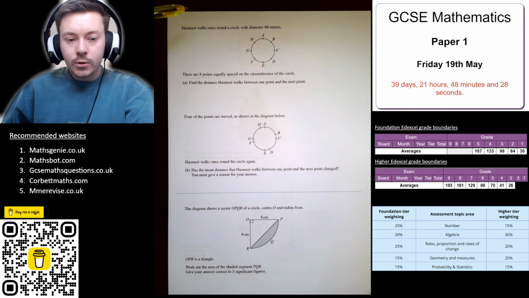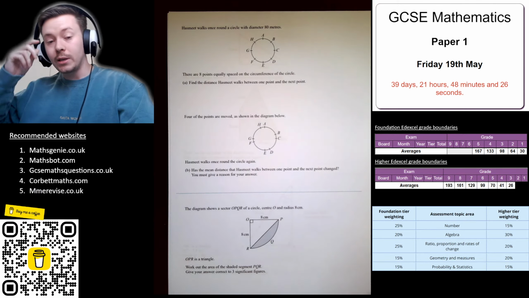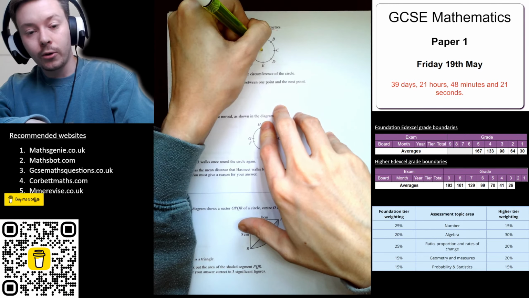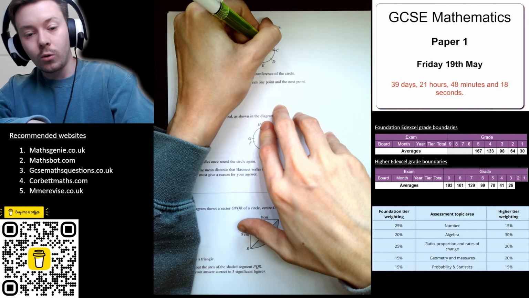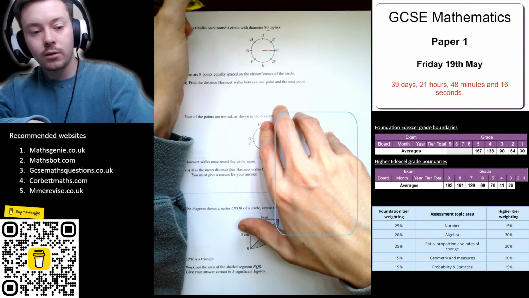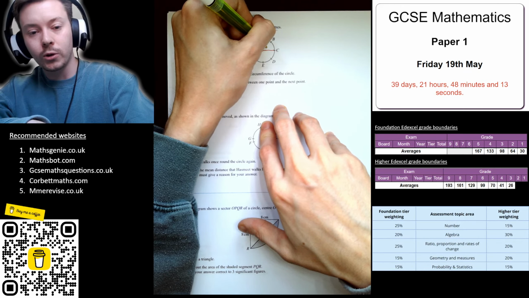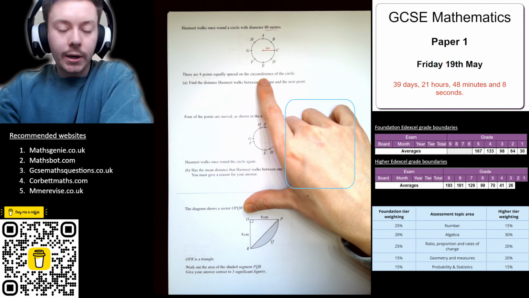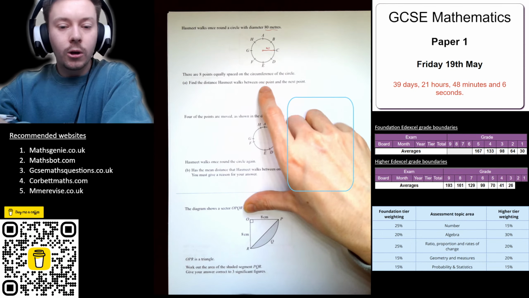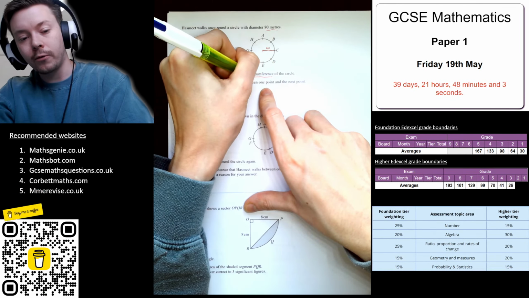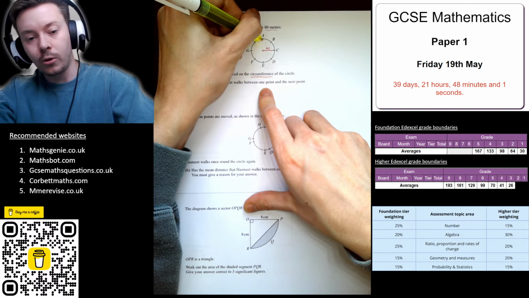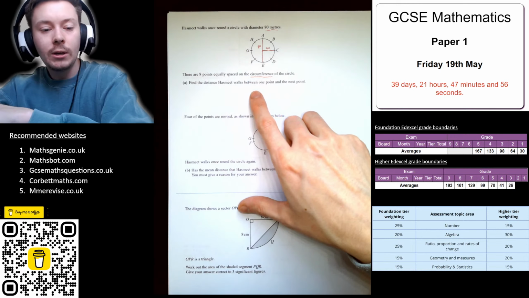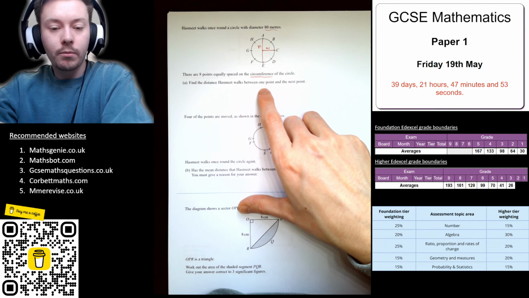Hazmeet walks once around a circle with diameter 80 meters. Now, again, like I always do, if it says something that's not on the diagram, put it on the diagram. So you could put your diameter, or I'm going to put the radius, which would be half of that, which is 40. There are 8 points equally spaced on the circumference of the circle. Okay, now it's talking about circumference. I know with circumference I need the diameter, so I am going to put on the circumference. I'm just going to put it on the other way. So that is 80. Find the distance Hazmeet walks between one point and the next point.